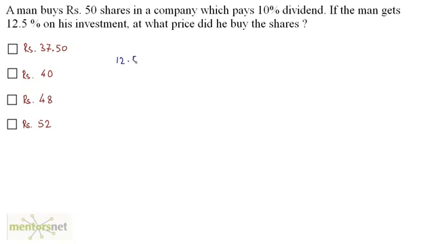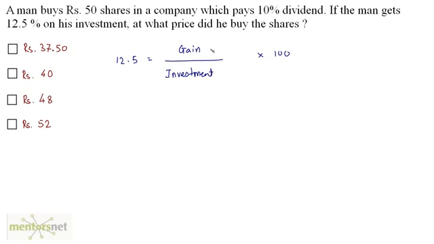So 12.5 is equal to, now what is the formula for interest? That's the gain upon the investment, right? And because this is a percentage, we multiply it by 100. Now what do we want here? We want the price at which the man bought the shares. That means the market price of one share.